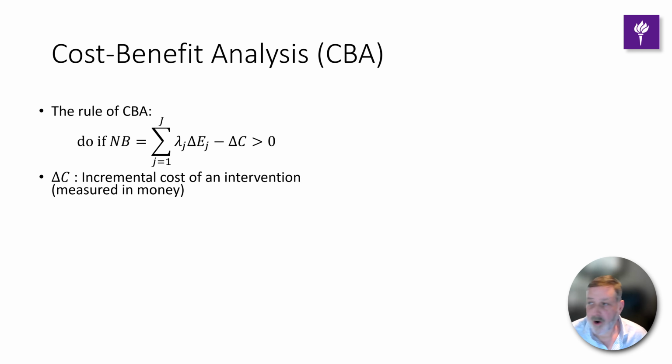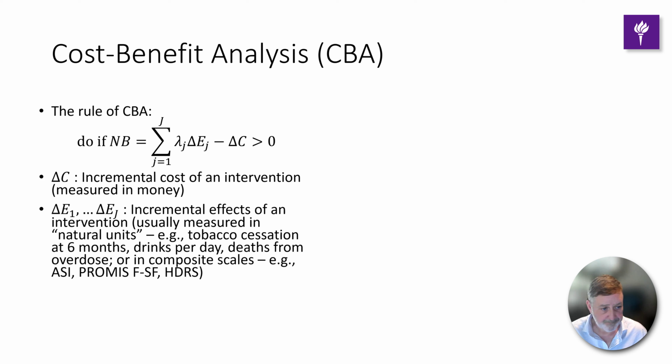So delta C is what we call the incremental cost of an intervention, and it's measured in money. It's how much additional does it cost to deliver the intervention relative to doing the status quo. Each of the delta EJs is an incremental effect of the intervention. And it's usually measured in natural units. In different policy domains, it might be per ton of carbon dioxide emission reduced. It might be per traffic fatality averted. Or in the case of behavioral interventions, it might be per successful tobacco cessation at 6 months.